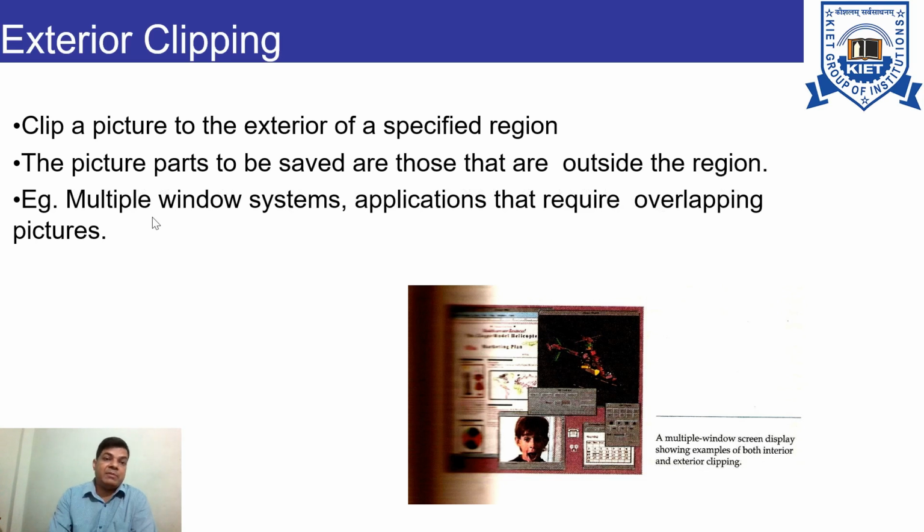For example, in a multiple window system, you can see that here we are having various windows, and whatever window we are choosing is a kind of clipping window, and the portion which is outside this window, we will keep for display, and the portion which is inside the window, you can see it is represented in dark color. This portion we are not displaying, and the portion which is outside the window we are keeping for display.